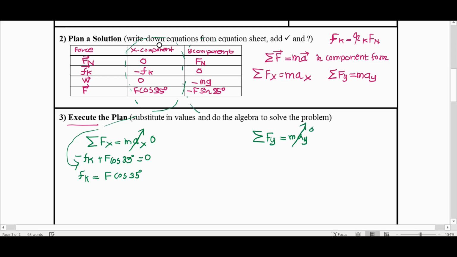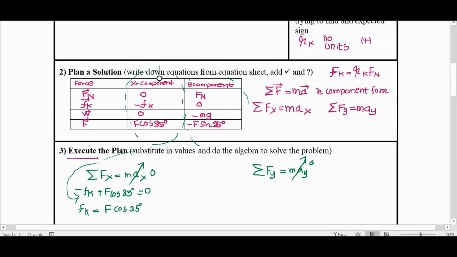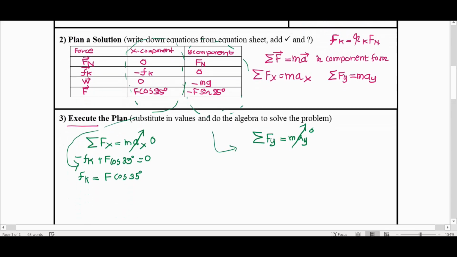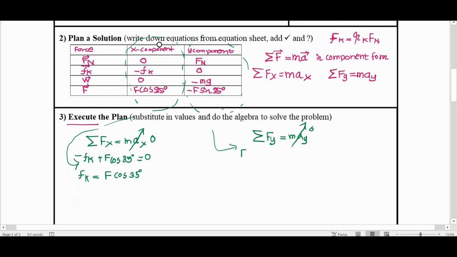Acceleration in y direction is 0. Again, the crate is not moving in y direction. So there's no acceleration. And look at the y components. I have normal force minus mg minus F sine 35 is equal to 0 because acceleration is 0. And then if you solve for the normal force, you get normal force is equal to mg plus F sine 35. I'm going to solve for normal force.